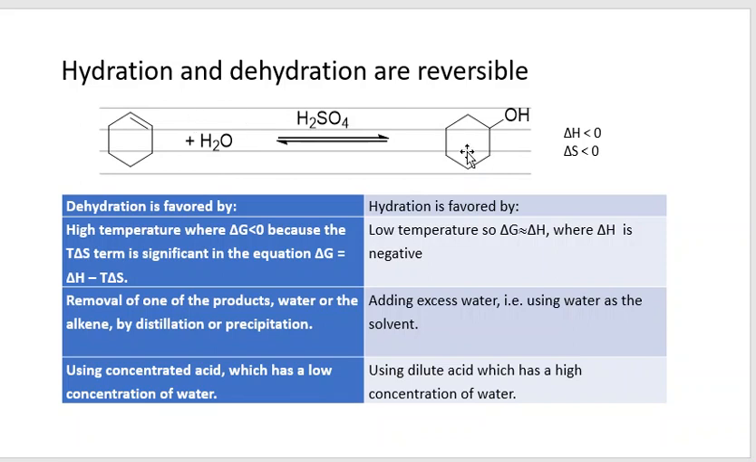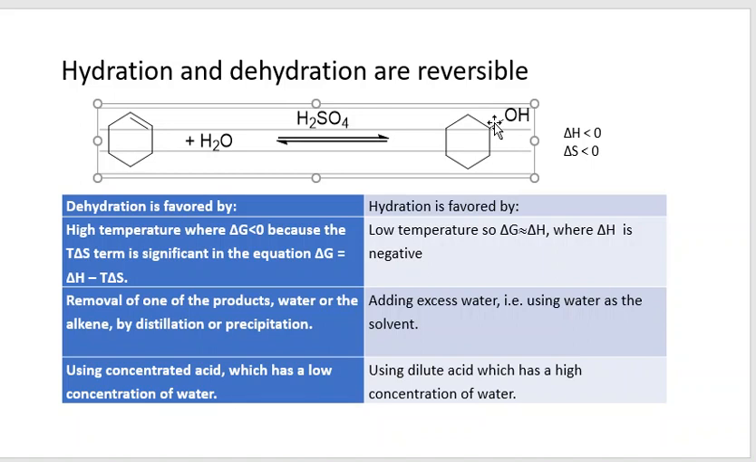So in order to favor hydration, in other words, the addition reaction, the forward reaction, we want to have a really low temperature because delta G equals delta H minus T delta S, and delta H is favorable, but delta S isn't. And so if temperature is really low, then the delta S kind of goes away. And delta H will control the reaction and it will be spontaneous. You could also add in one way or another a bunch of water, and by Le Chatelier's principle, that will shift the equilibrium to the products.